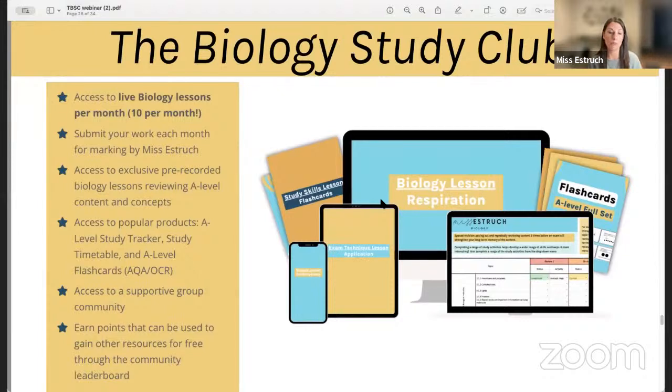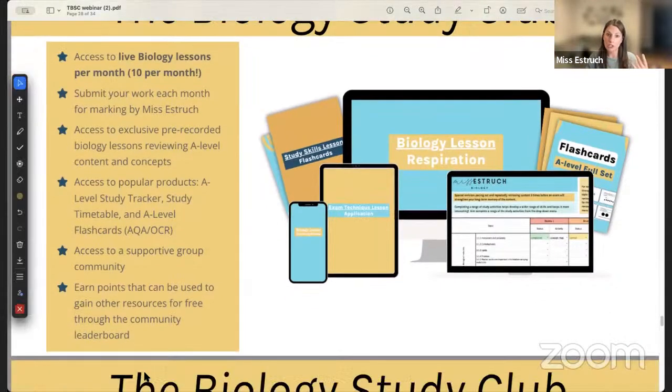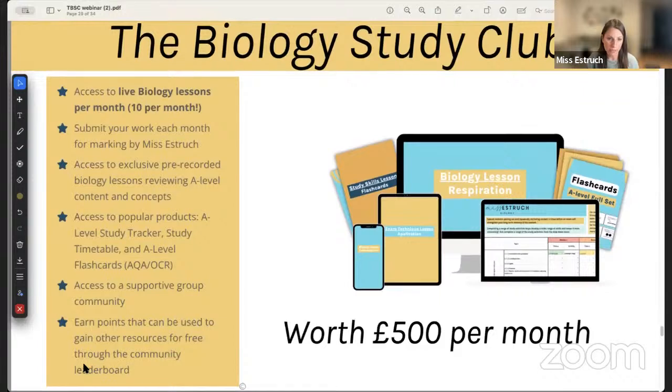As I said, you get a load of my popular resources thrown in. You get the study community. You can earn lots of or all of the resources for free. There's a quiz right at the start to make sure you're doing the right thing as well in the club.